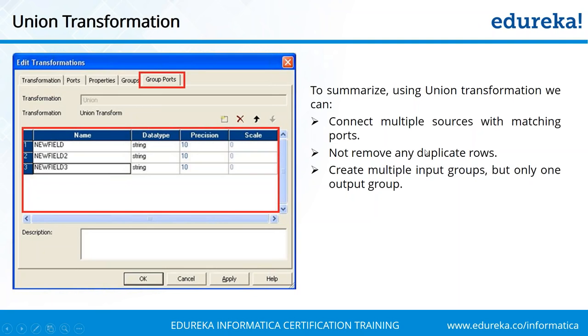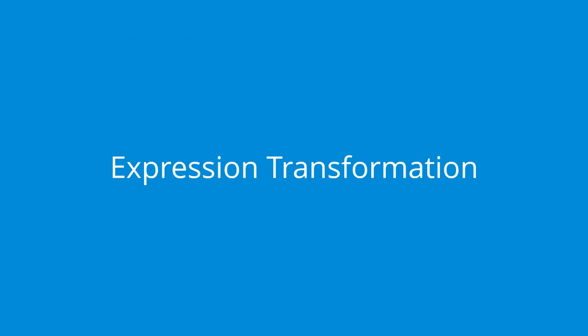Alright. So till now we've seen three transformations through which we've joined multiple data. The first was a source qualifier transformation, the second was the joiner transformation, and the third was the union transformation. Now let's look at a transformation that's completely different from this. This is a passive transformation which is mainly used to perform row-wise operation. This is the expression transformation.